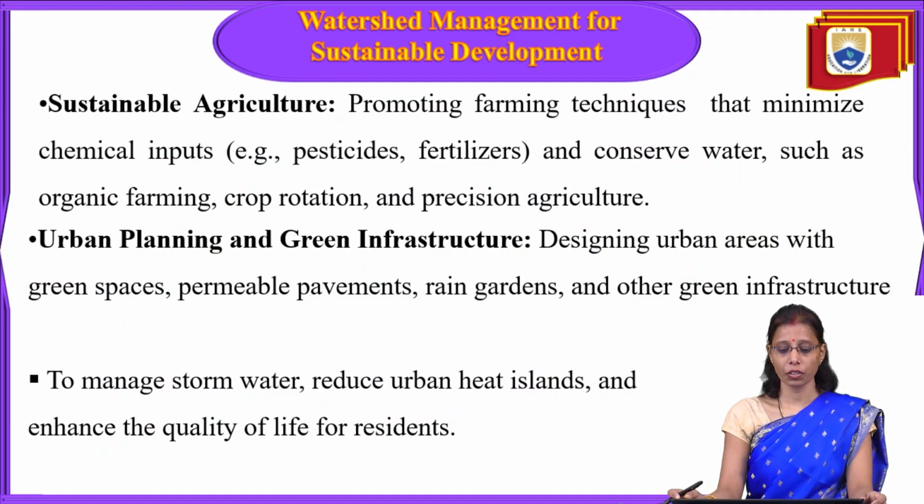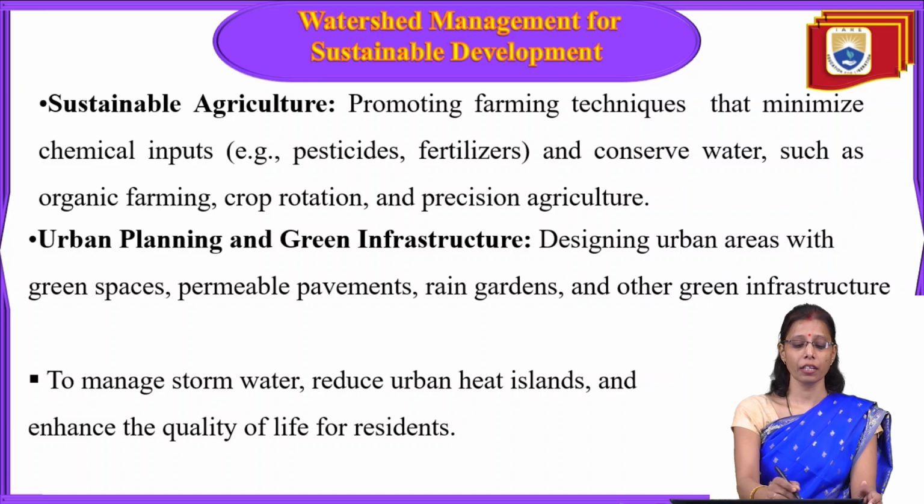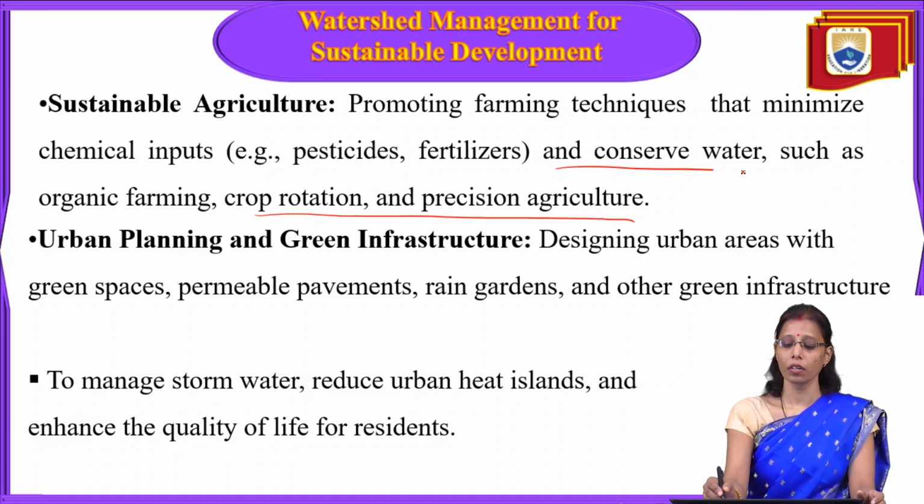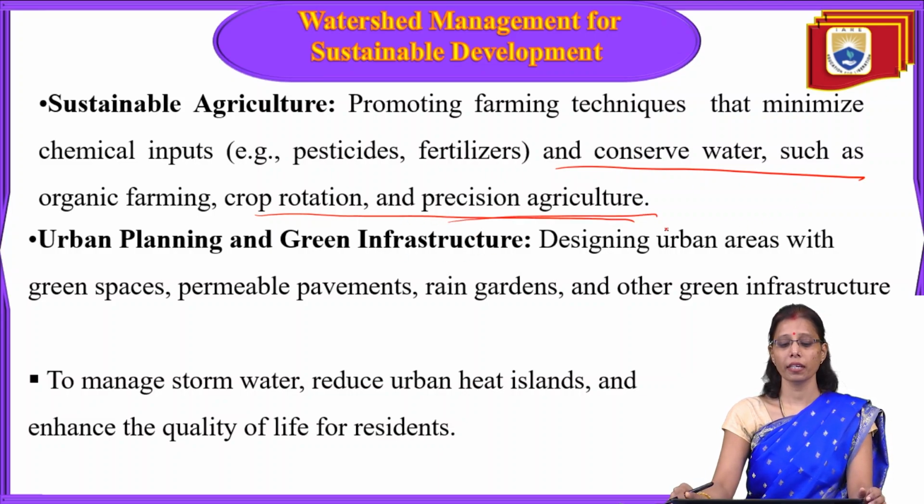Now, sustainable agriculture, which promotes farming techniques that minimize the chemical inputs like pesticides and fertilizers, and conserve water, such as organic farming, crop rotation, and precision agriculture. Sustainable agriculture is what promotes farming techniques that minimize the chemical inputs, pesticides, fertilizers, and conserve the water, such as organic farming, crop rotation, and precision agriculture. If you adopt all these kinds of conservation practices, they will help us.